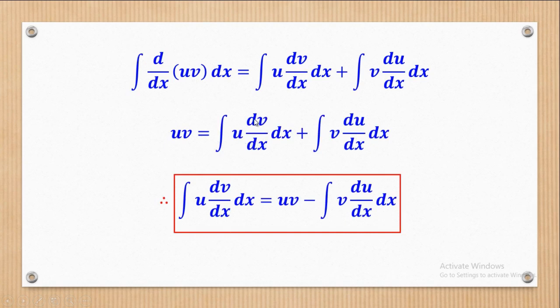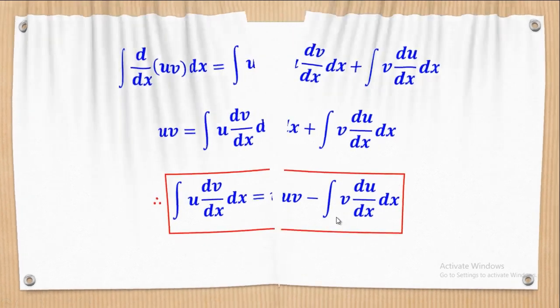Now, when we make this the subject, it means that this one goes this side to become uv minus this integral, which is this expression. Now, this expression is the expression used under integration by parts. And we shall see how it is used.